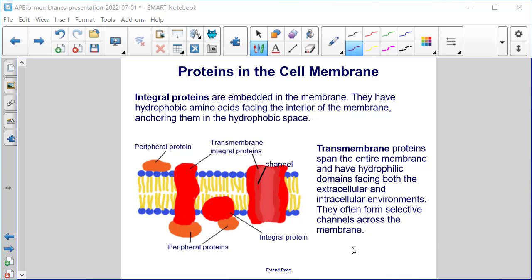Transmembrane proteins span the entire membrane, like this here and here, and have hydrophilic domains facing both the extracellular and intracellular environments. They often form selective channels, which you can see here, across the membrane.